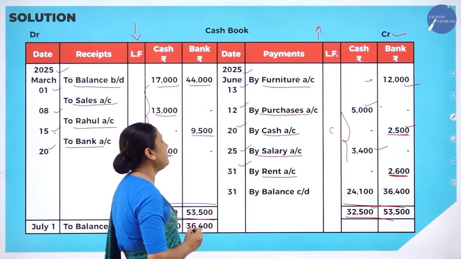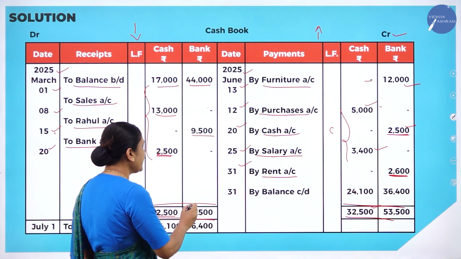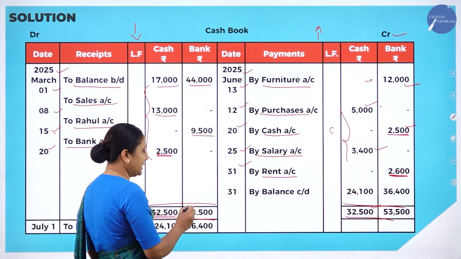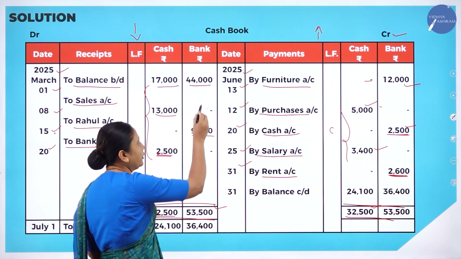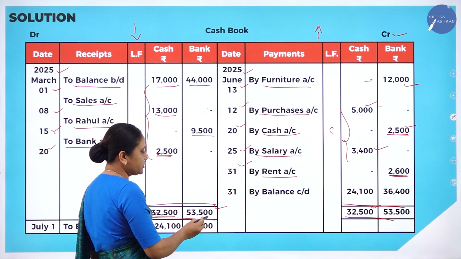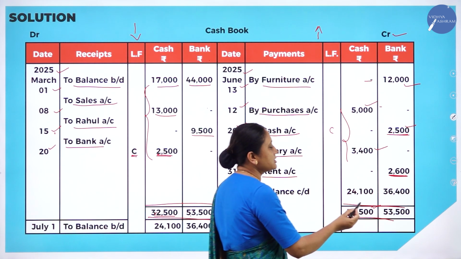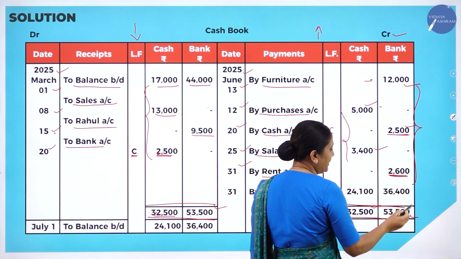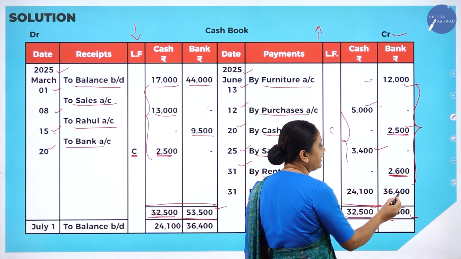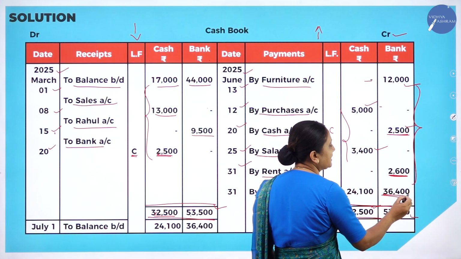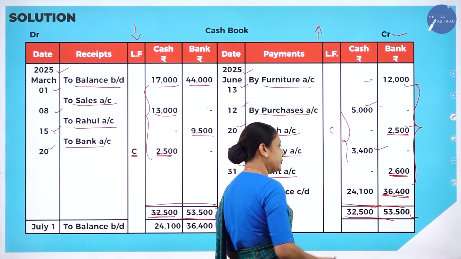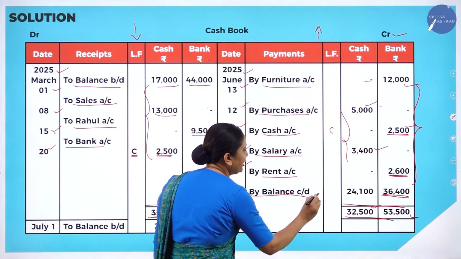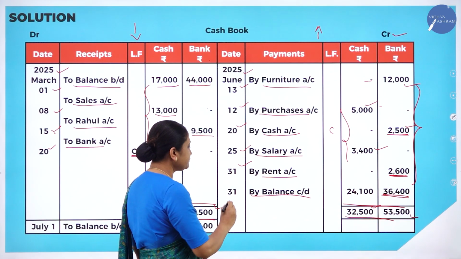Similarly, we will close the bank account column also. We will check whether the debit side is greater or the credit side is greater. Here, now the debit side is greater. If you add all these, it is coming to 53,500. The same amount has to be written this side also. Now you add all these minus 53,500. The difference amount is coming as 36,400, that we have to write here. And we will write it as by balance carried down for the difference amount.